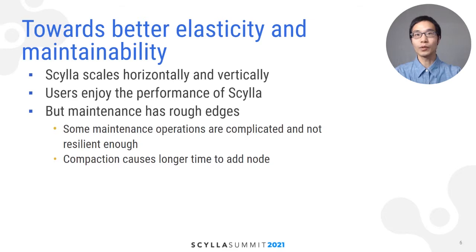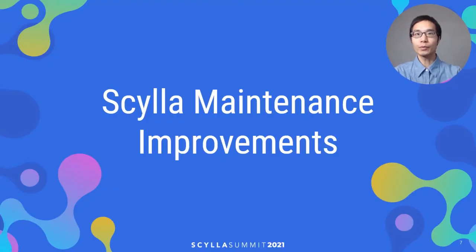Scylla scales pretty well both horizontally and vertically. Users enjoy the performance of Scylla. However, Scylla maintenance still has some rough edges and we can do better. For example, seed nodes have special roles in the cluster and we have special procedures to operate. It is complicated to remove load, especially in case of error. Operations that take a long time to finish are not reasonable, and the aggressive compaction makes add node operation take a longer time to complete. We have plenty of improvements to help. Now I will walk through some of them.